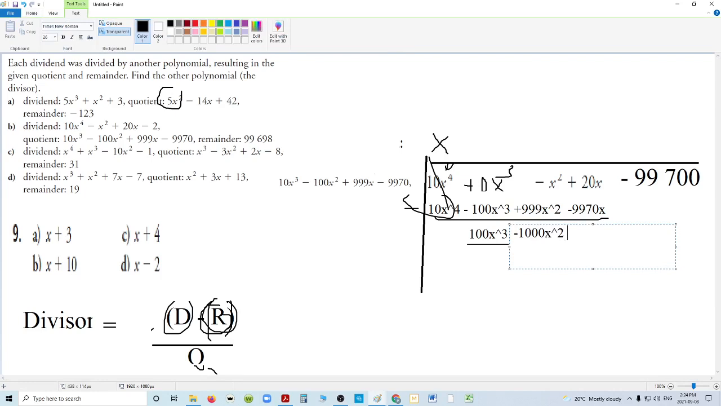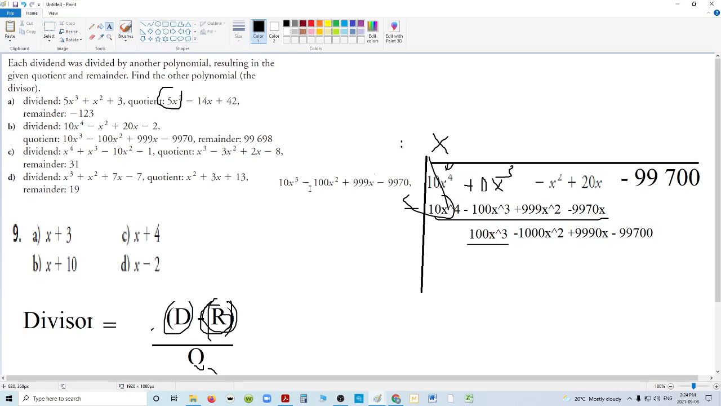I think I got that right. Plus 20x minus 9970x is actually plus 990x. And then I can lower my number, minus 99,700. Now I go to the next number. How do I turn, this is the whole secret here. How do I turn 10x cubed into 100x cubed?